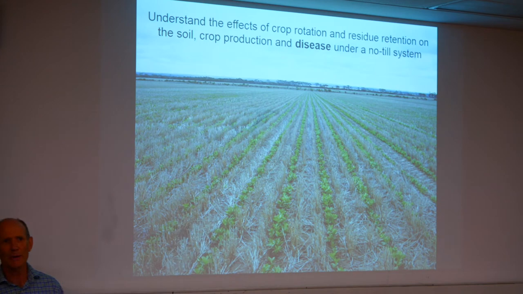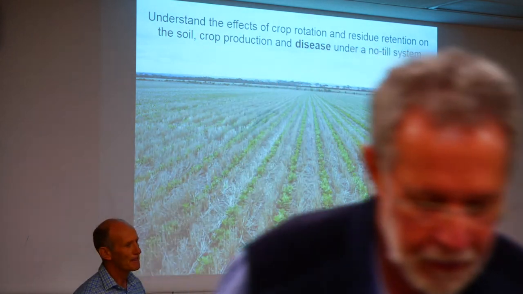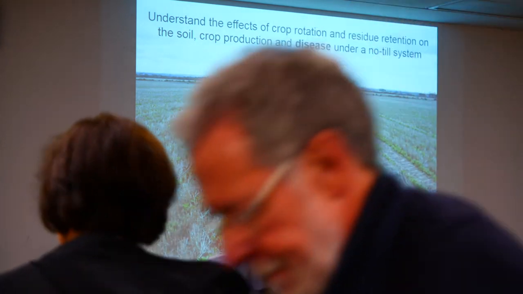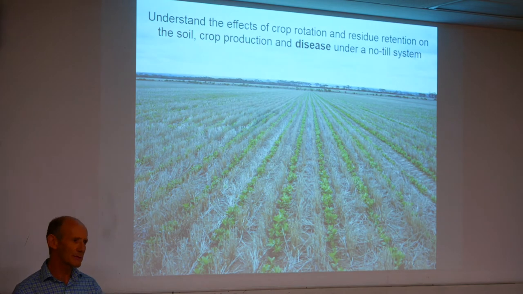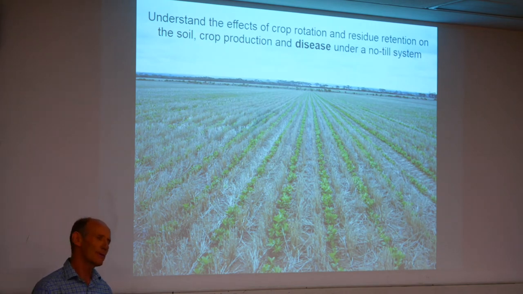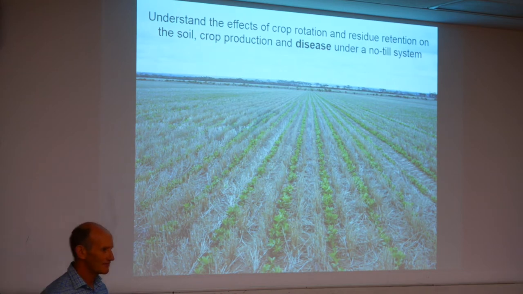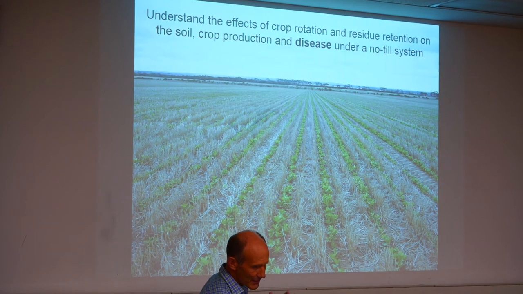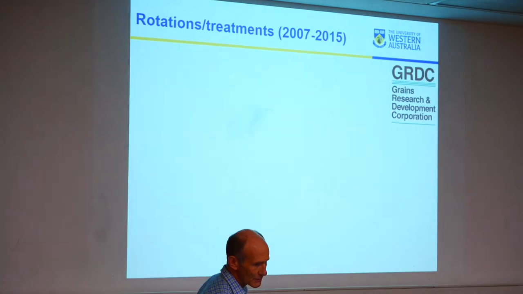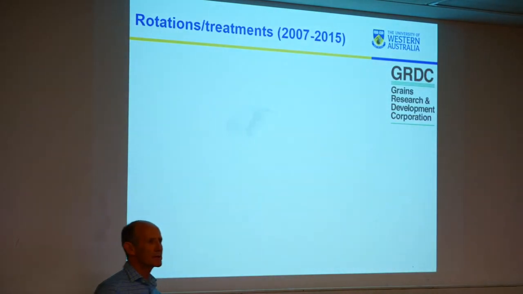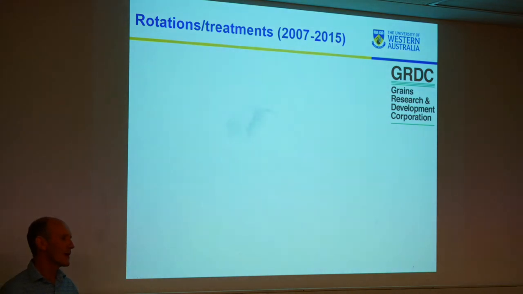Just to give you a bit of background, the overall objective of this trial was to understand the effects of crop rotation and residue retention on the soil, crop production, diseases, and so on. We looked at insects and so on, but in this talk I'm just focusing on the disease aspects. And I should emphasize it's in a no-till system. So let's get on to the trial itself.